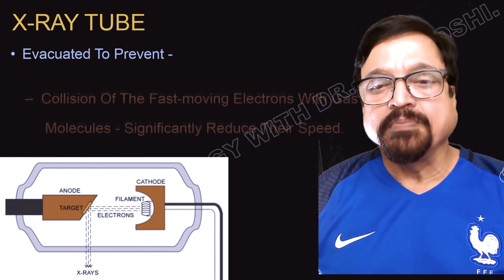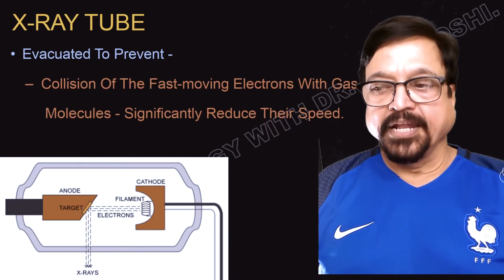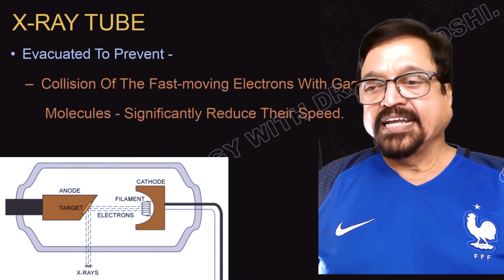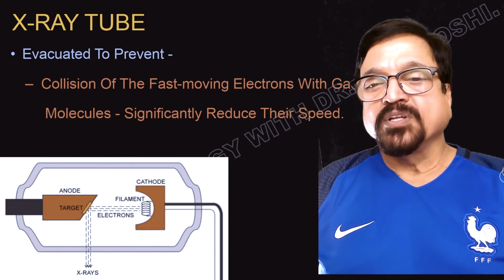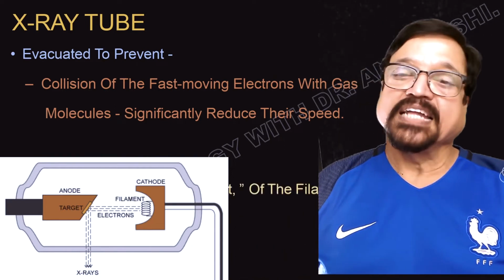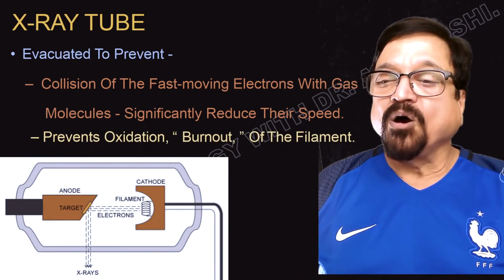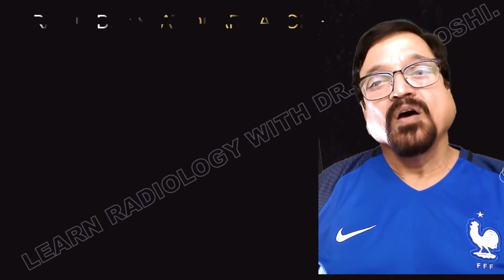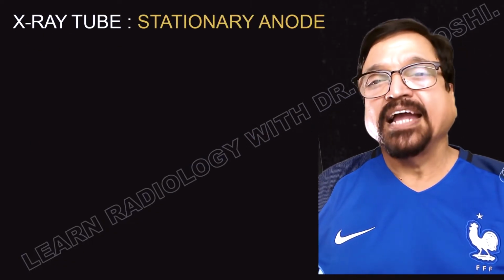It's evacuated to prevent collision of the fast moving electrons with gas molecules, which would significantly reduce their speed. Because it is evacuated, there is no such thing occurring in the tube. It also prevents oxidation or burnout of the filament. That is the two-fold reason why it is evacuated, why there is no air inside.